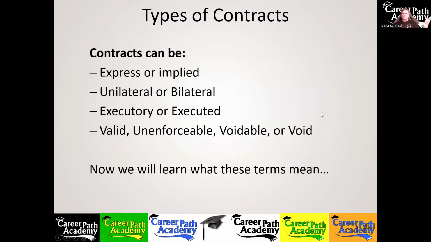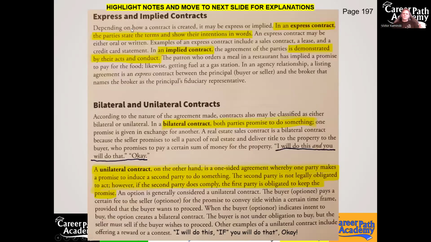Okay, so contracts can be express or implied. They could be unilateral or bilateral, executory or executed, valid, unenforceable, voidable, or void. And we're going to learn what all these terms mean in the coming pages. So an express and an implied, let's hit that up first. Let's do these highlights, and then we'll go to the next slide for the definitions that I made. So we'll just highlight these definitions in the book, and then we'll go over the next slide, which goes over the definitions that I give.